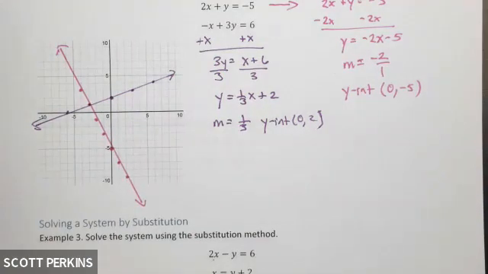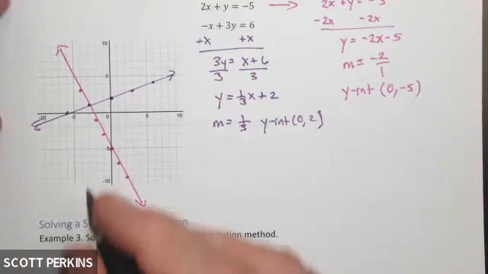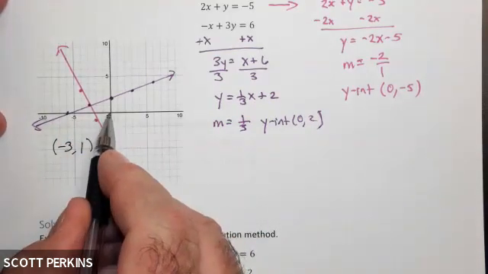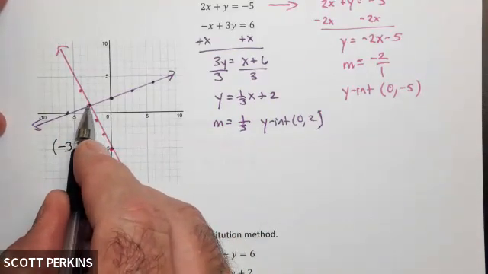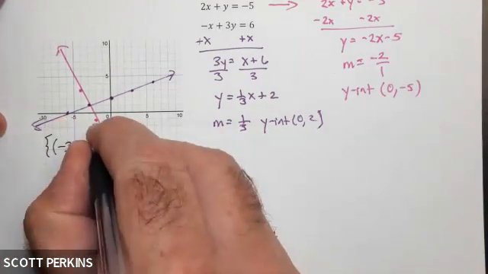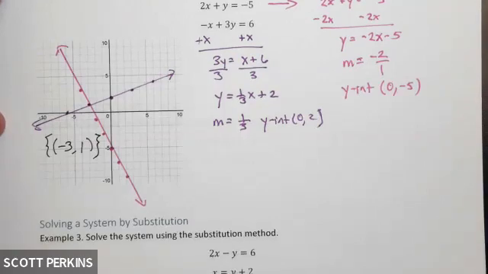What is the point of intersection that we have here? Perfect. The point is (-3, 1). Okay, back 3, then up 1. And that is how I find that. I'm going to put that in some braces because that is my solution set, that ordered pair.